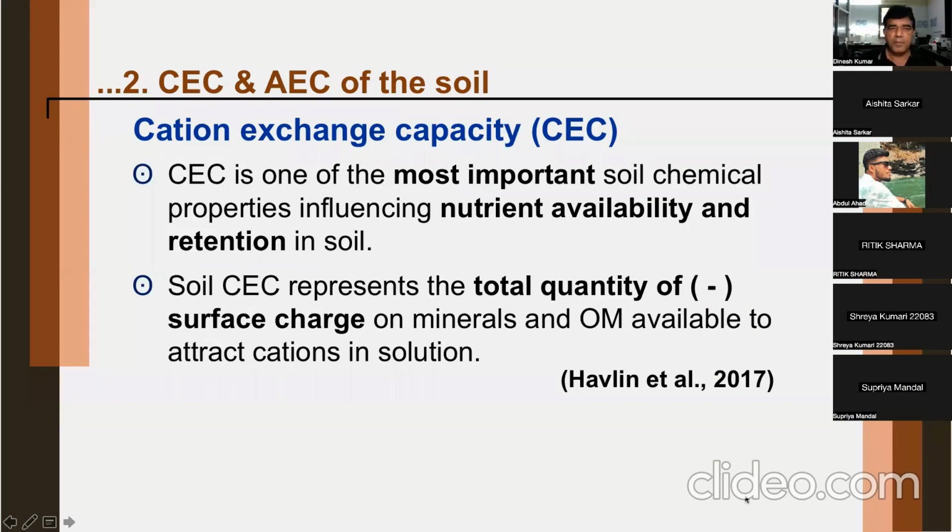So we were discussing cation exchange capacity, and what is cation exchange capacity? It is the amount of cations that a particular weight of soil can handle, and it can be expressed in milliequivalent.